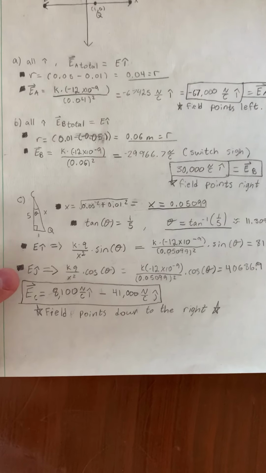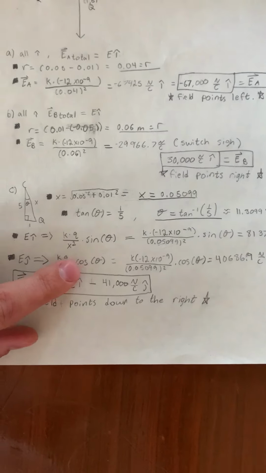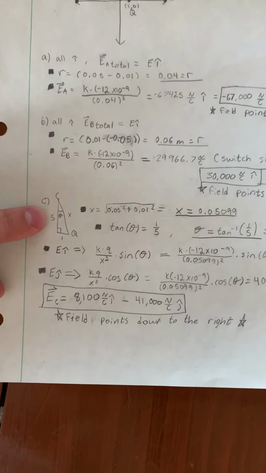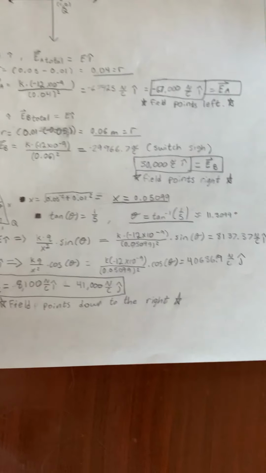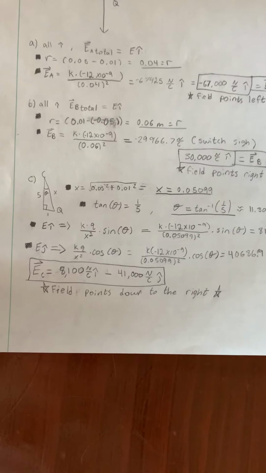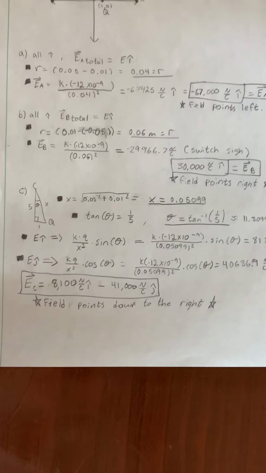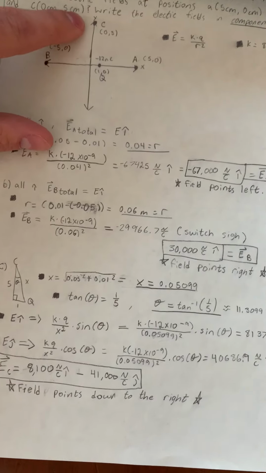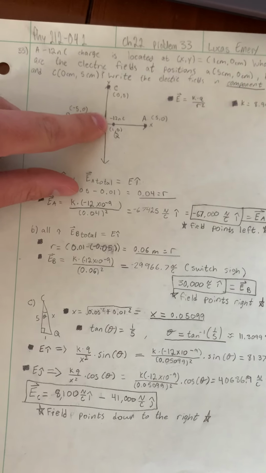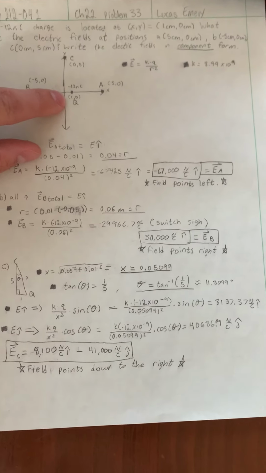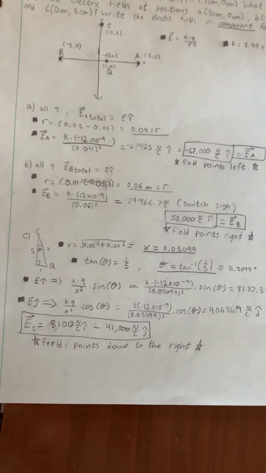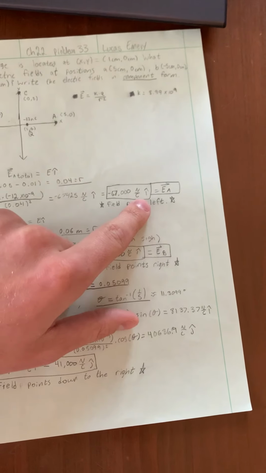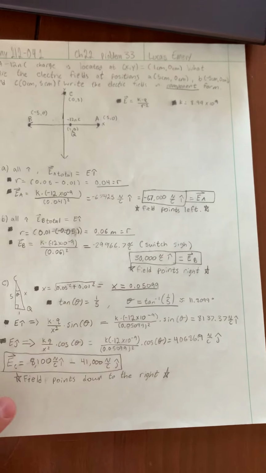In the j hat, we have the same equation, but times cosine, because the cosine of this angle will correspond with the j hat, SOHCAHTOA. And you plug that in, and you get 41,000 newtons per coulomb. This field will point down and to the right, because, again, the electric field points towards the negative charge. And that is the entirety of the problem, solved in component form with the i hats and the j hats.